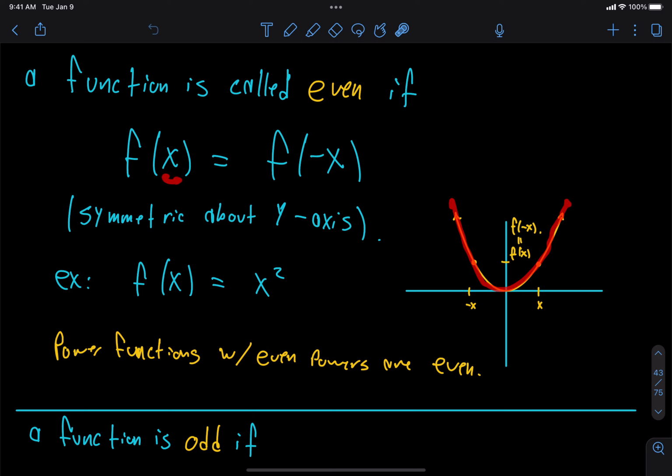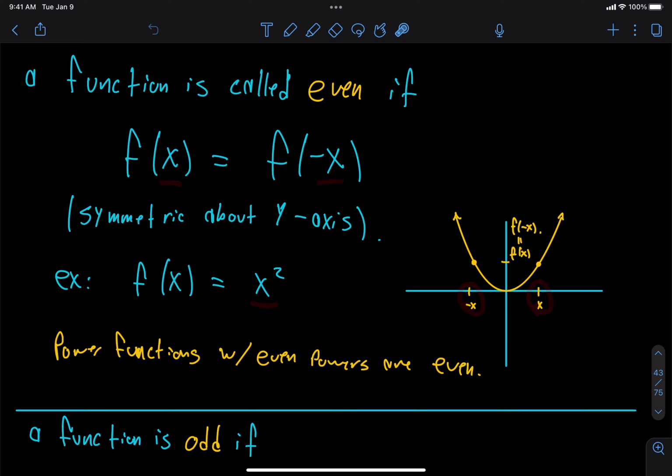if you take an input x, and you take the opposite of that input, so these are the two inputs that I'm talking about, x and negative x, which can be seen here and here, then, if it's symmetric, the height of these two points should be the same. So we have opposite inputs, but the same output. That's what even means. So for example, f of x equals x squared.